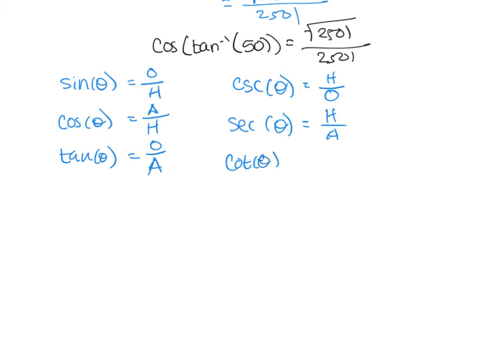Cotangent of theta is equal to adjacent over opposite. So these are all of our ratios. And remember, they are truly just the flip of these.